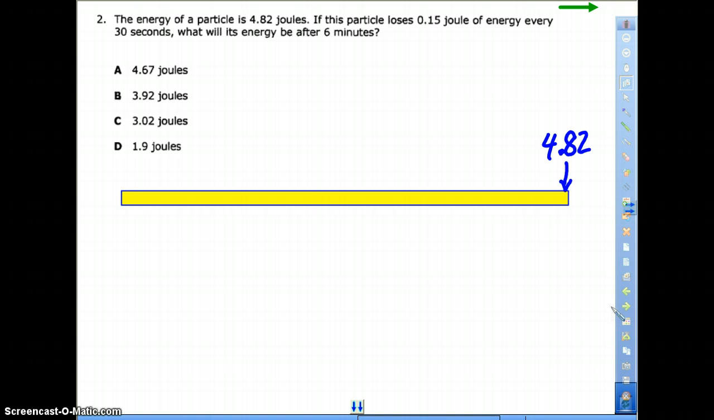Okay, on number 2, the energy of a particle is 4.82 joules. Okay, we're going to represent the energy in this particle by this bar. If this particle loses 0.15 joules of energy every 30 seconds, what will its energy be after 6 minutes? Okay, well, I'm going to represent this as a loss of 0.15 joules in 30 seconds. And then another loss of 0.15 joules in another 30 seconds, so we're up to a minute. Can you see what we're going to try to do here?